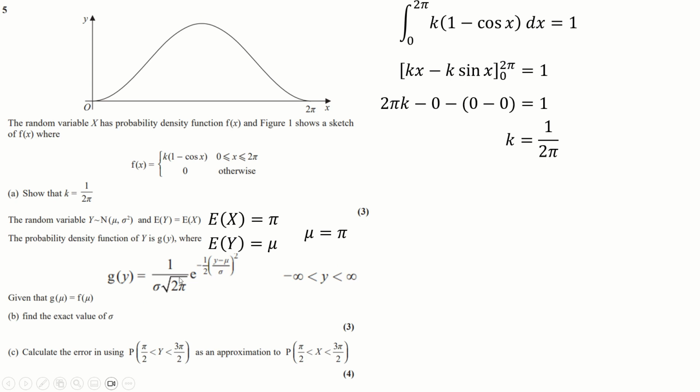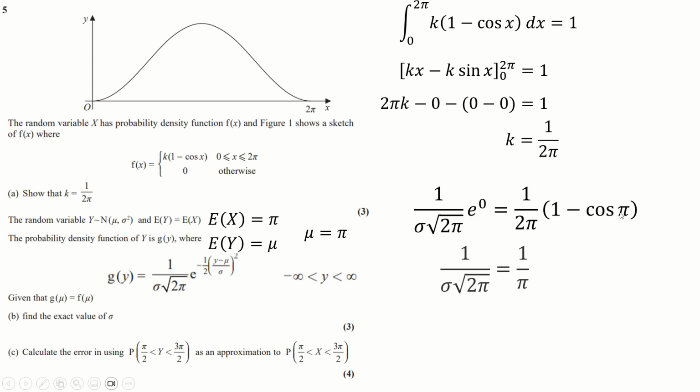Now, if we do that, this becomes a pi, and that becomes a pi, and that all becomes a 0. So we just end up with e to the power 0, which is just 1, and we just end up with this here. Now, when we think about f of pi, that's in this range, so we just do k, which is 1 over 2 pi, times 1 minus cos of pi. So we have this, and I think we can solve this for sigma. Obviously, this goes away, as I've said.